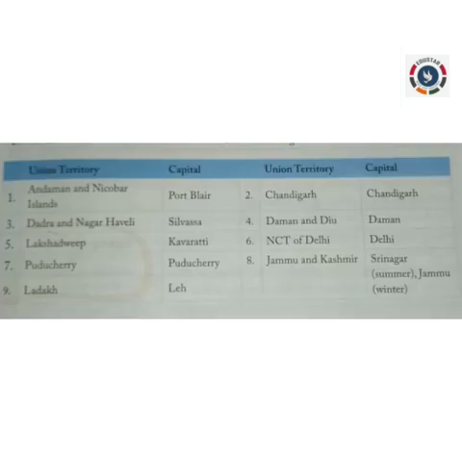Now we are going to recall union territories and we are going to discuss where it is. Totally in India we have 9 union territories. Students, while saying, say along with me 5 times. Okay. Andaman and Nicobar Islands. And the capital is Port Blair.